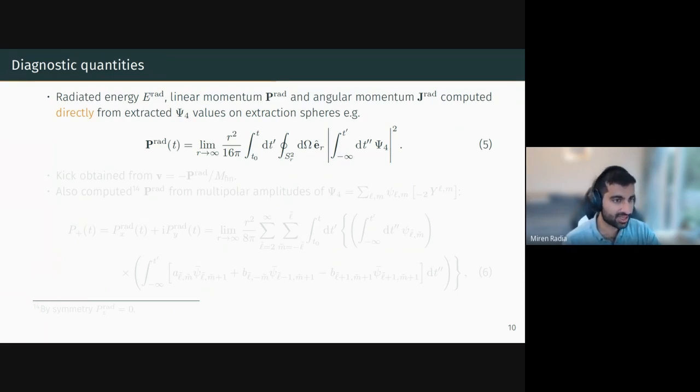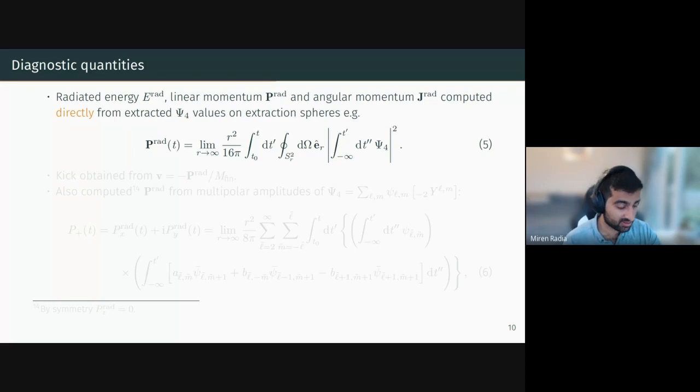And we use this formula here. In addition to the radiative momentum, we also calculated the radiated energy and the radiated angular momentum. In order to do this, we extracted the values of psi4 on spheres of finite coordinate radius. You'll notice in this formula I have a limit as r goes to infinity, so we calculated at multiple finite extraction radii, and then we extrapolated the results to infinity and used this as an error estimate.